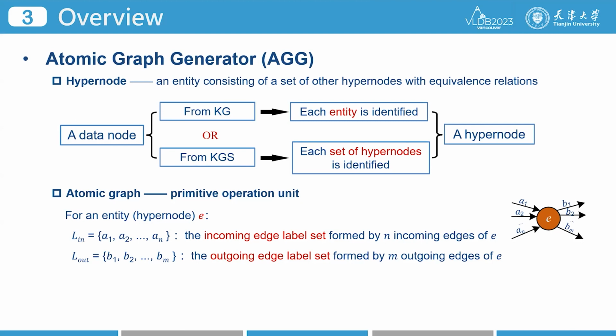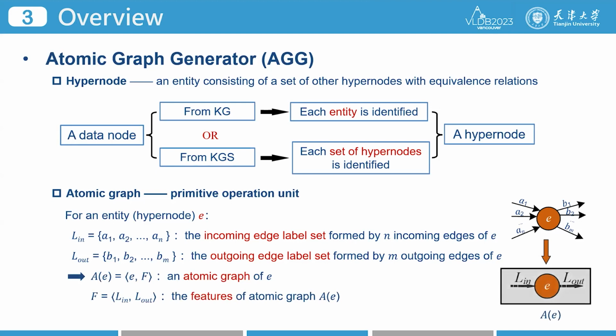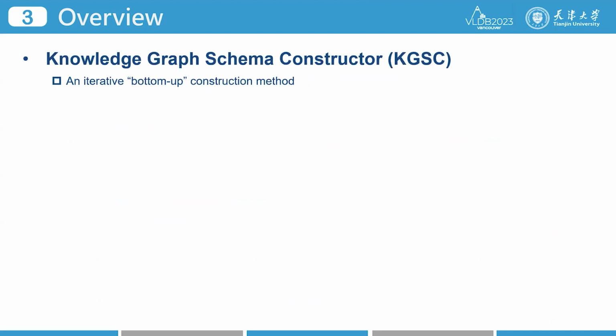For each hypernode E, L_in and L_out are the sets of the labels of the incoming and outgoing edges of E, respectively. Then the corresponding atomic graph of this hypernode is A_E, shown in the lower right corner. And L_in and L_out jointly form the feature F of this atomic graph. So the role of this component is to form a set of atomic graphs from the incoming data and forward it to the next component.